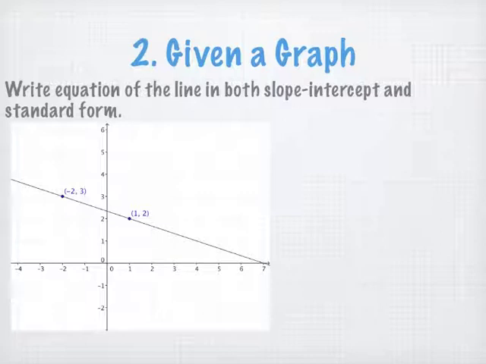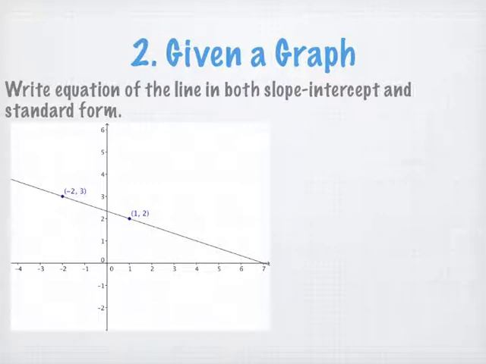Here our task is to find the equation of the line in both slope-intercept and also standard form for this graph. Now I've already labeled a couple of points. Here I have negative 2, 3, and 1, 2. Basically, you're looking for grid points, points where the line crosses an xy grid point. So for example, here's another one at 4, 1.